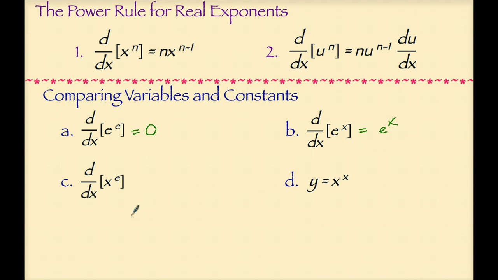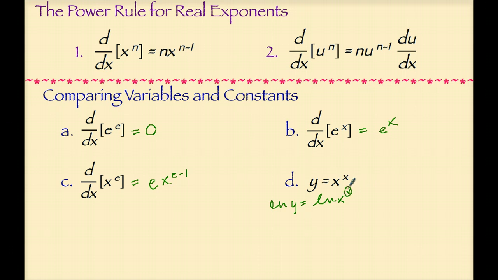Here we're being asked to find the derivative of x to the e, where e now is a number. We're going to need to use the power rule, which will give us e x to the e minus 1. And finally, we have y equals x to the x. In order to find that derivative, we're going to have to use logarithmic differentiation to separate the exponent x from the base x. So let's take the natural log of both sides of this equation.